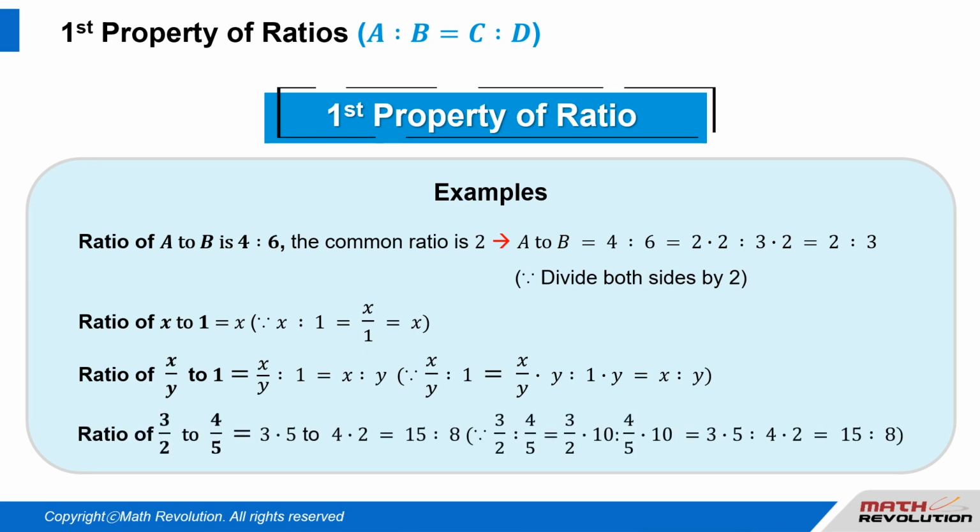The ratio of 3 over 2 to 4 over 5 is 3 times 5 to 4 times 2, which equals 15 to 8, which equals 15 is to 8, since we multiply both sides by 2 times 5 equals 10, and we get 3 over 2 is to 4 over 5 equals 3 over 2 times 10 is to 4 over 5 times 10 equals 3 times 5 is to 4 times 2, which equals 15 is to 8.